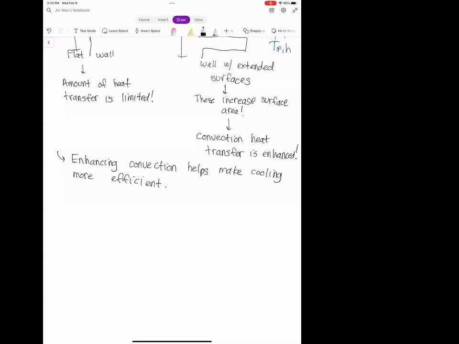And to that end, what we're interested in as engineers is that if we design a fin or an extended surface, we want to compute how much heat is being lost from that fin, just so that we can help design it.